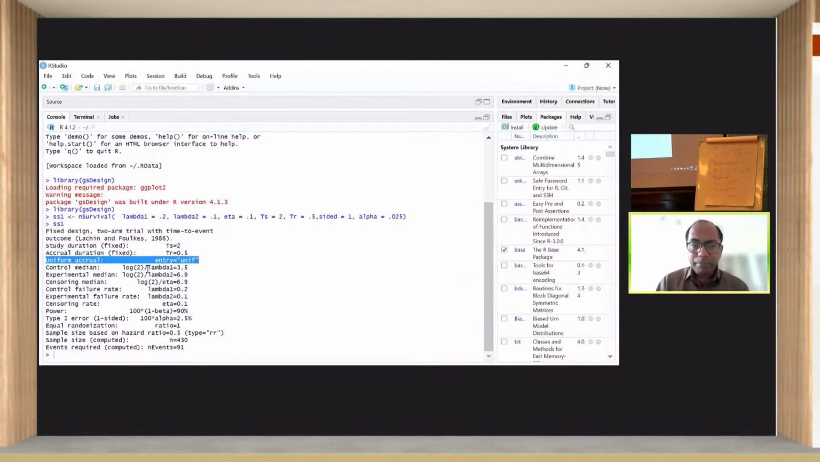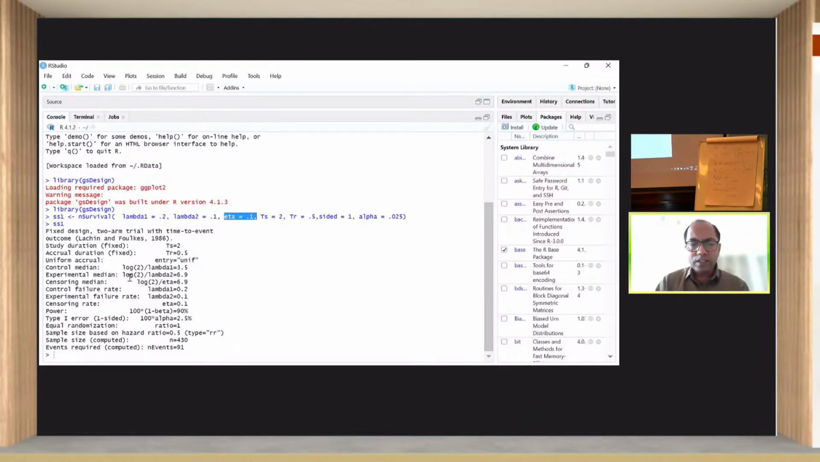Now, as we mentioned, lambda 1 and lambda 2 are converted into the control arm median duration and the experimental arm median duration. We also mentioned the censoring part, that is, how many are going to be lost to follow-up from your study even if you give them a good follow-up period. That calculates the censoring median time. Basically eta is 0.1, and that has been converted into 6.9.